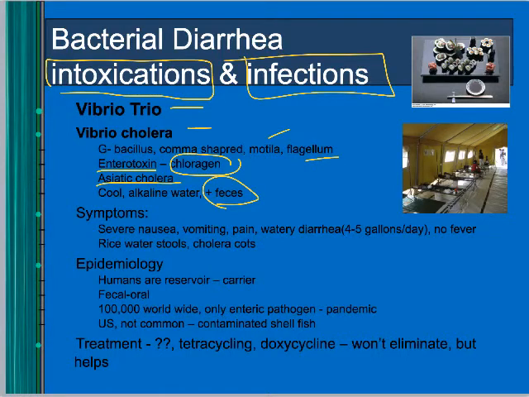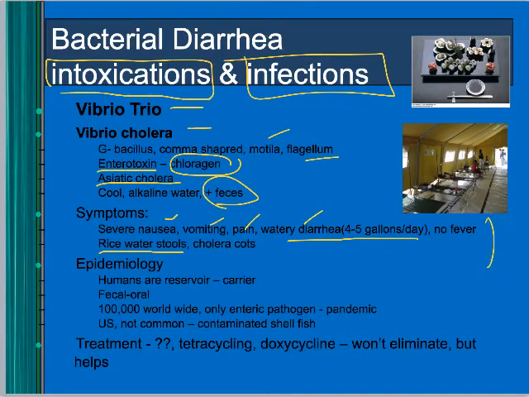One of the characteristic symptoms is rice water stools. What happens is you have severe nausea, vomiting, stomach pain, and watery diarrhea that looks like it has rice in it. What's actually happening is the lining of the intestines is sloughing off. The amount of diarrhea is a lot, 4 to 5 gallons a day. So the big thing is trying to keep them hydrated.